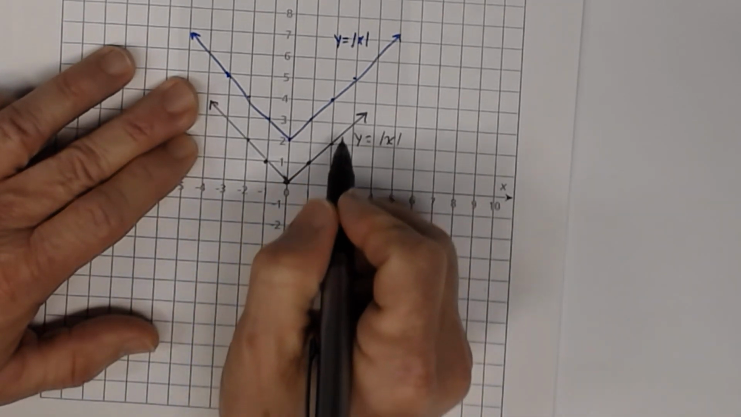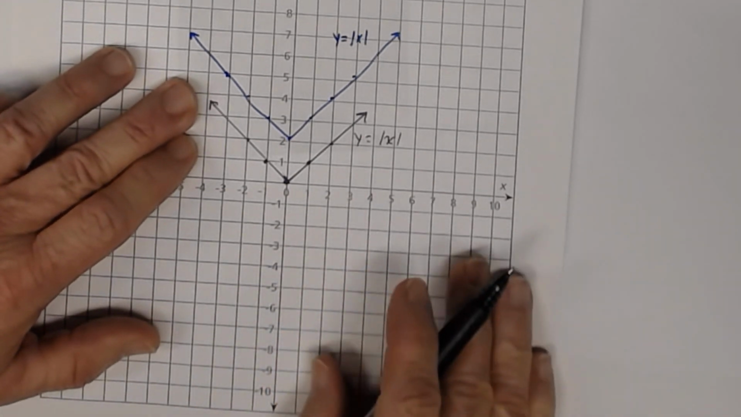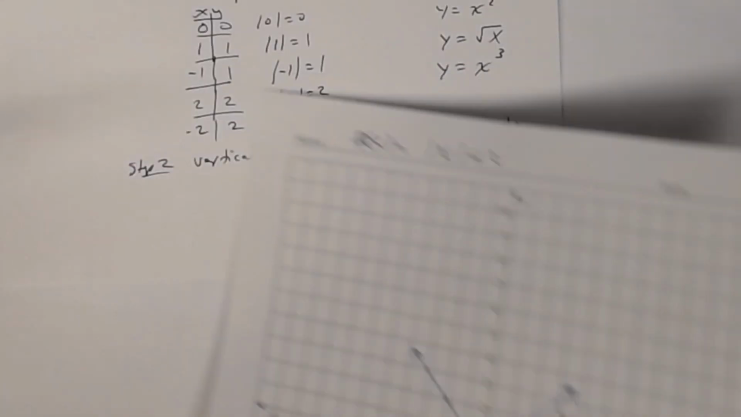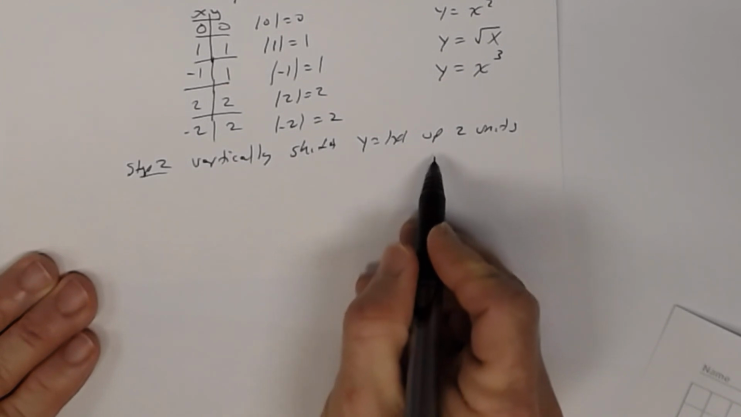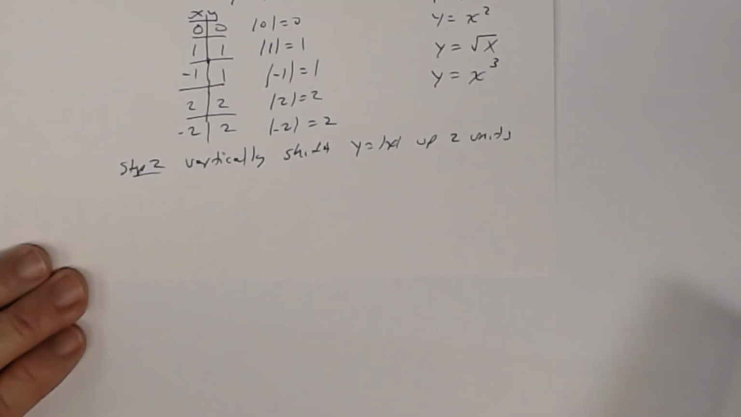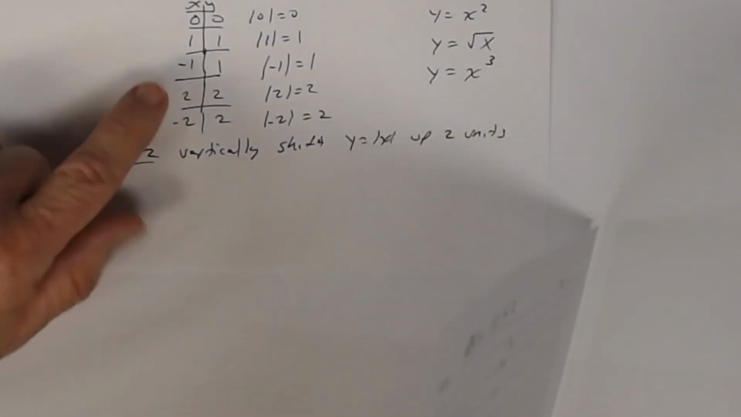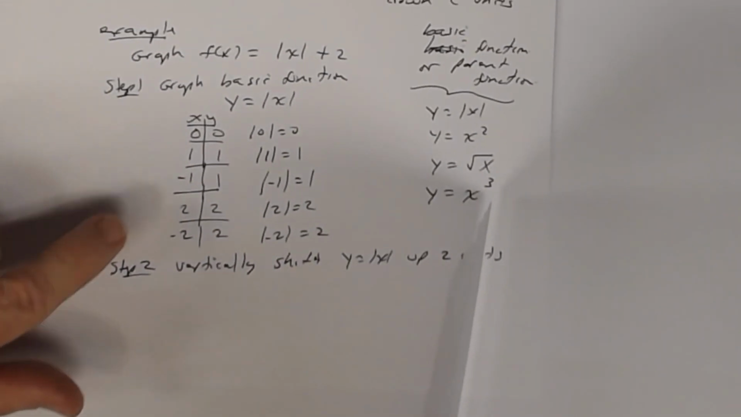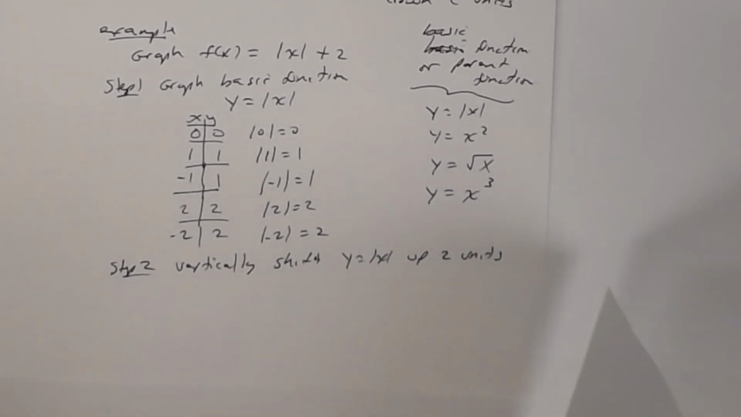So that's shifting it up 2 units. So that's what that is. So basically you're going to do this. Watch. So you're going to say vertically shift the basic function up 2 units, and all you do, there's no t-table to do. Don't do a t-table. If you do a t-table, that means you're not using the idea that you're supposed to use in this lesson.